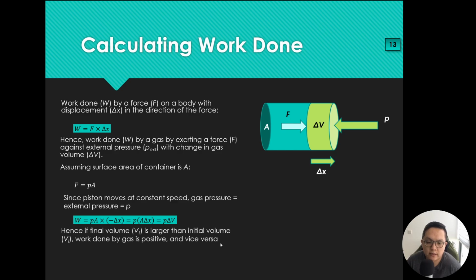Once you have that, you can understand that if your final volume is larger than the initial volume, work done by the gas is a positive value, and vice versa. So this is the basic equation to remember for calculating work done, assuming constant pressure. Very important.